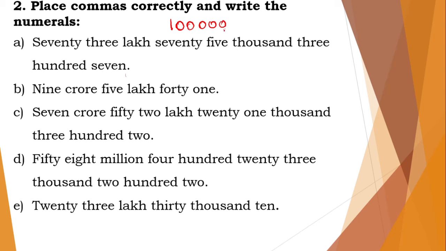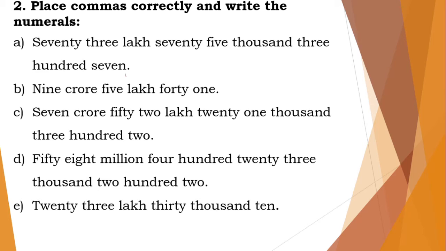Now we have 1, 2, 3. So 3 digits over 1 comma. Now only 1 comma is after every 3 digits. Now we should put the comma after every 2 digits. So 1, 2. So 2 digits comma. So like this we put the comma to 1 lakh. Right? Like this we should put the comma.